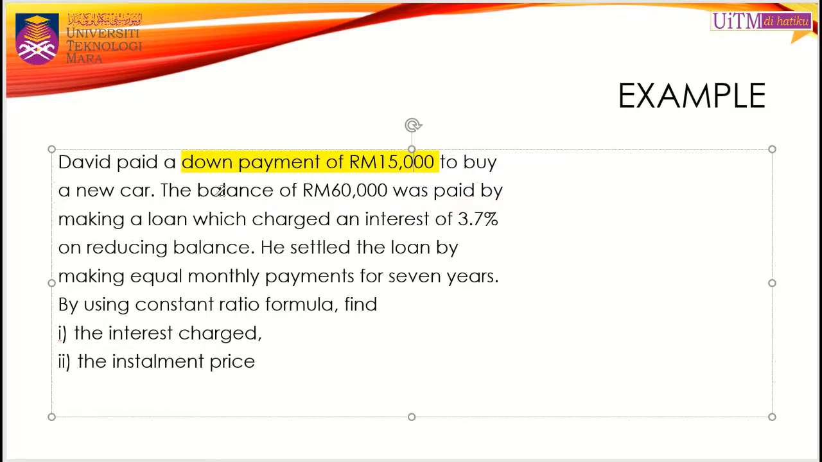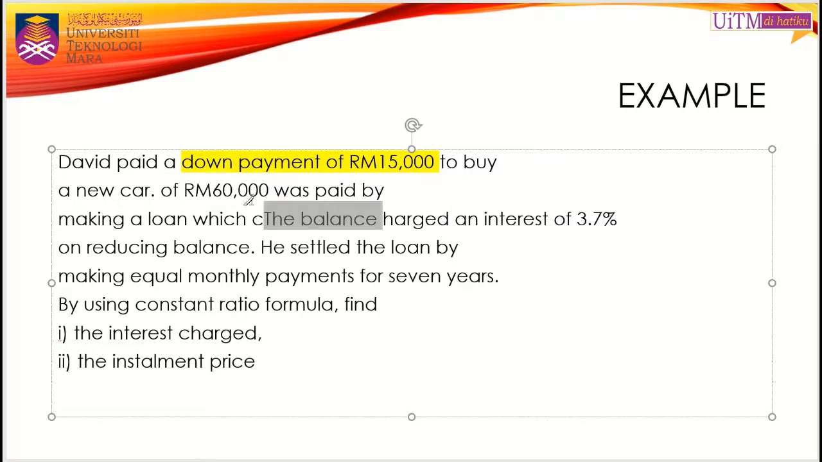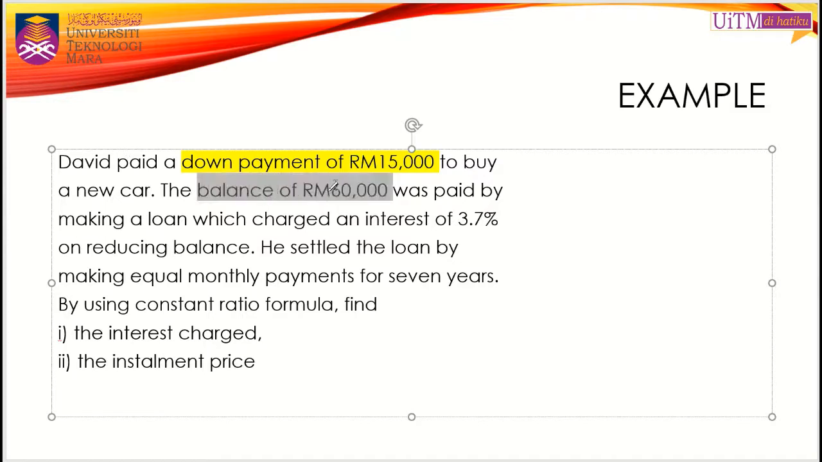And then it's also mentioned that the balance, sorry about that, let me just do it once again. The balance is 60,000, so that means the cash price minus the down payment gives a balance of 60,000, which means that if you combine the balance with the down payment, you will get the cash price, that is 75,000.